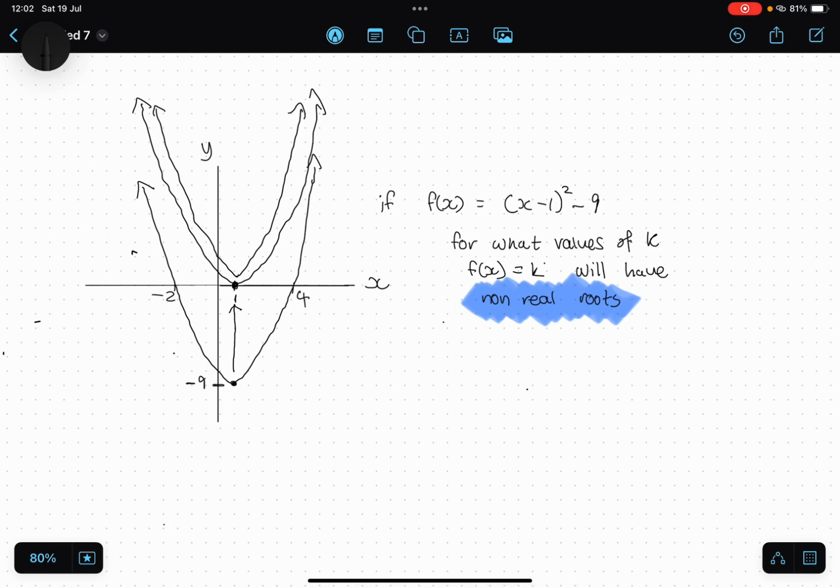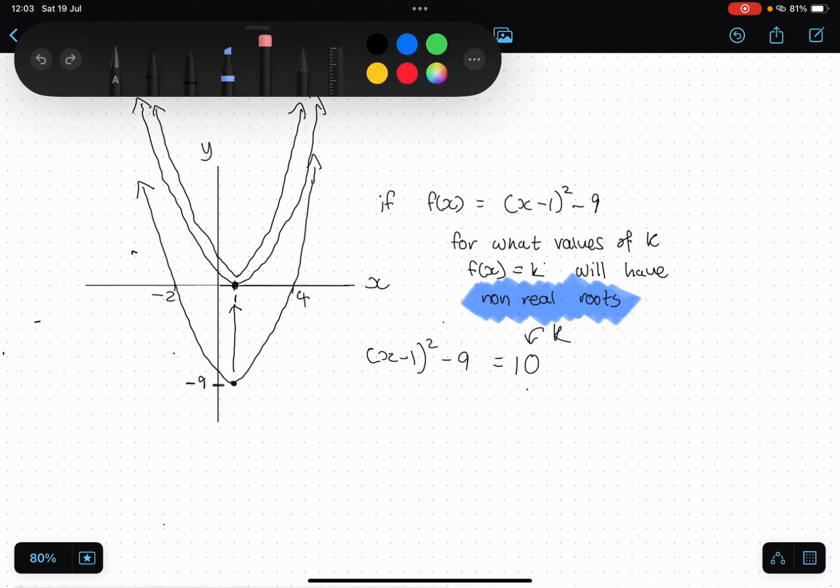So if we said, let's choose something greater than 9, so let's choose 10. So if we said x minus 1 squared minus 9 equals 10, because remember now 10 is k, I'm just showing you. If we take the 10 over, you see we need to make the 10 negative, because if we take it over, it's going to become negative, so it needs to be negative 10, because we need to shift it up, not down.